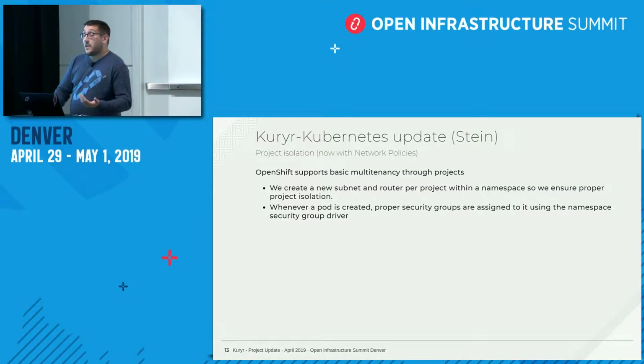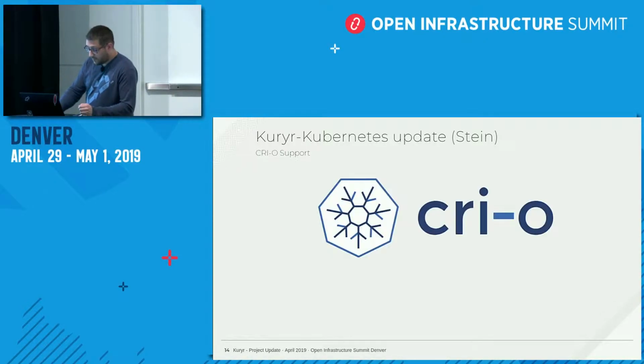So if you are not using network policies, whenever a pod is created, we create security groups on demand just to ensure that isolation. But if using network policies, you would have this, and on top of that, you would be gaining all of this. You can do whatever you want in terms of rules.